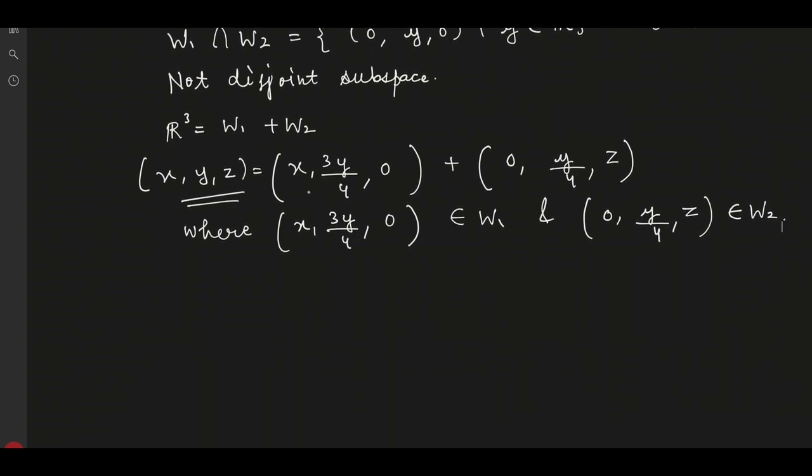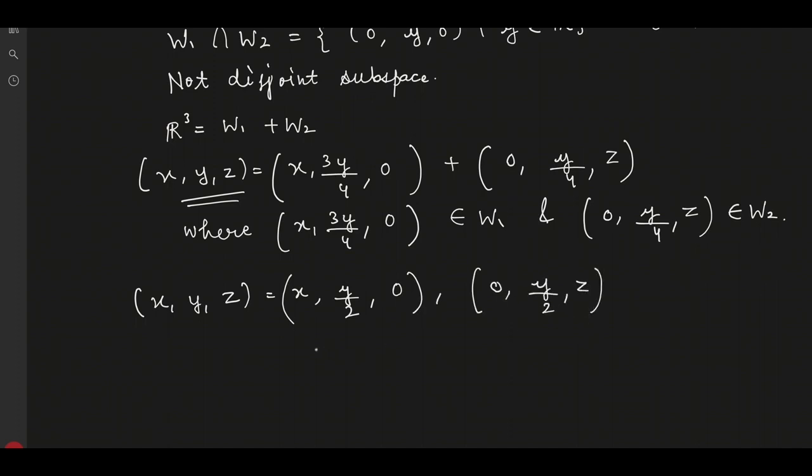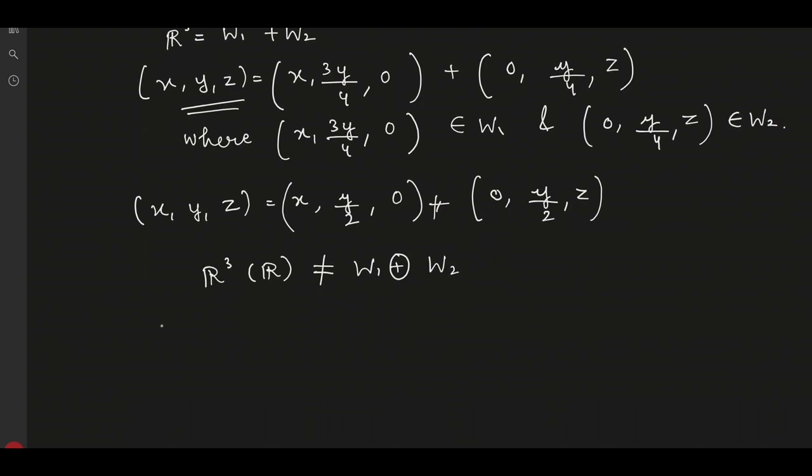Now it can be represented in one more form. We can take 1 by 2, 1 by 2 both. Yes, we can take, there will be many representations. In short, representation will not be unique. So that's why it is not a direct sum. So when it is not a direct sum, I cannot say that W1 and W2 are complementary subspaces. W1 and W2 are not complementary subspaces.